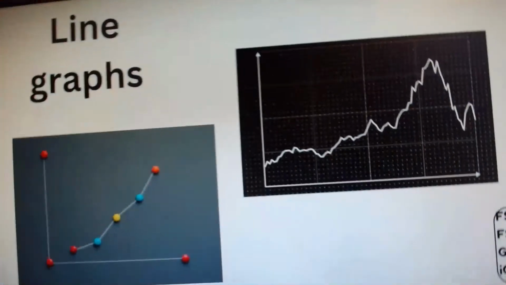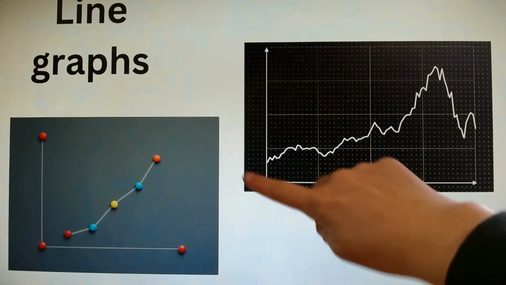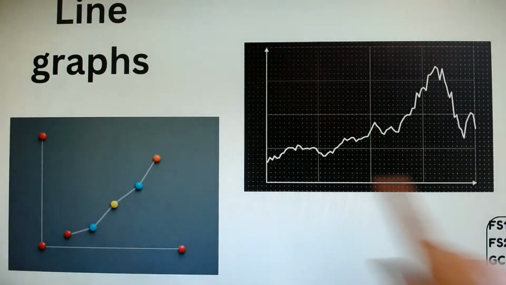So these ones tend to be grouped together, taught together, because they're representing similar sort of data. Let's have a look at the line graph here then. So I've got a couple of different examples. Both of these, you might notice, they've got something in common. They've both got a y-axis. They've both got an x-axis. So these are both line graphs.